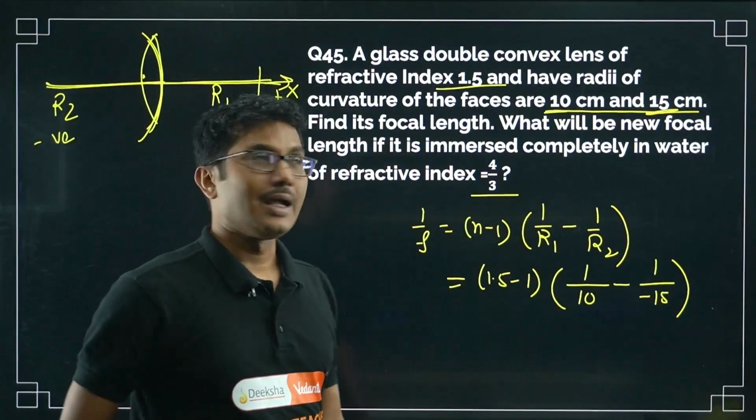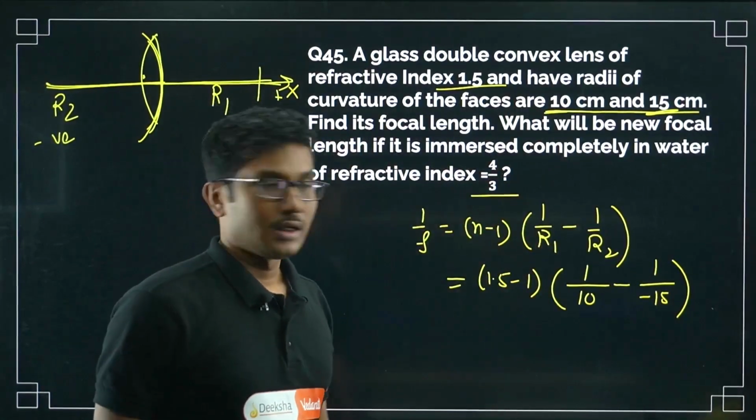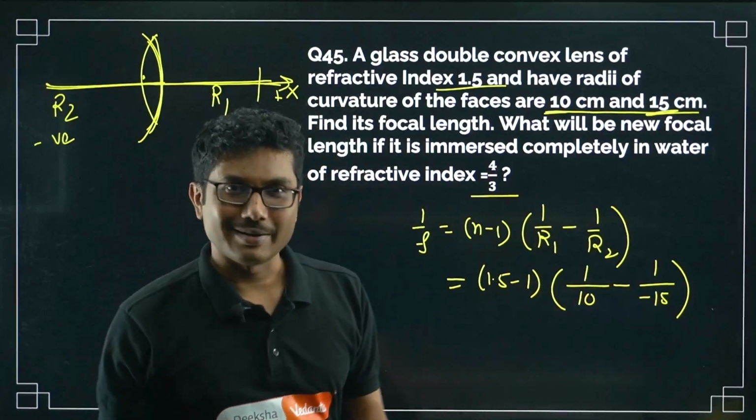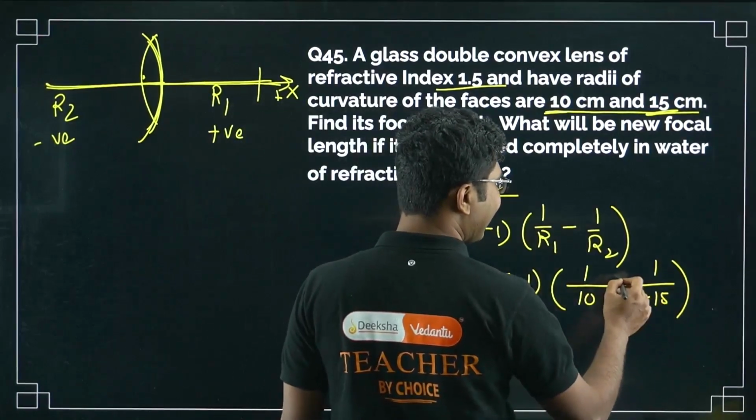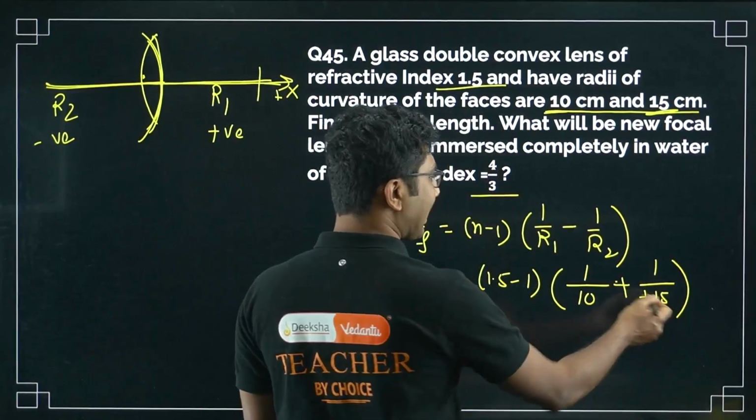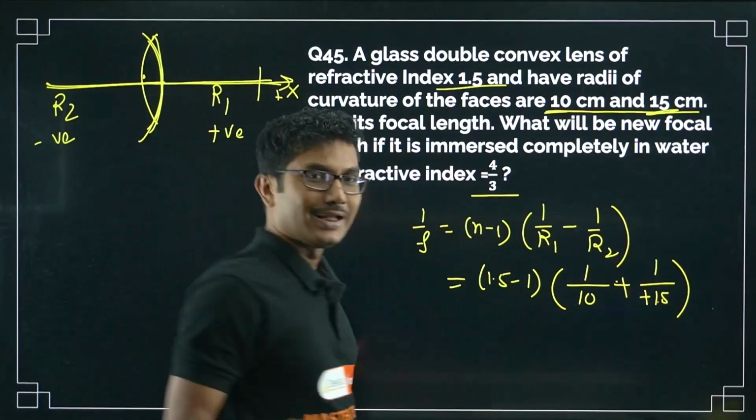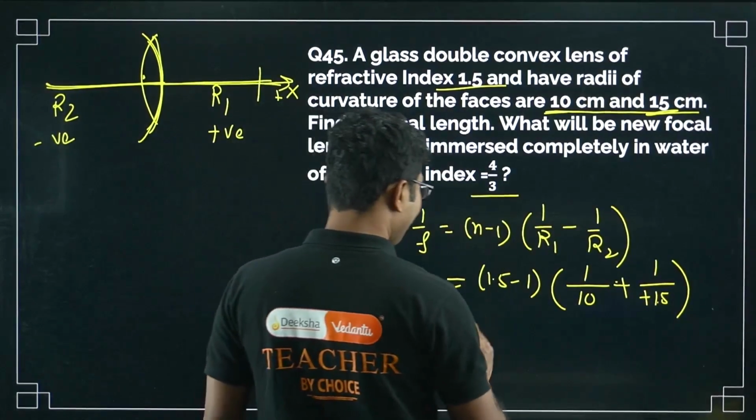Now you might ask, sir, they have not mentioned which side is what. You can reverse it, you will get the same result, because the negative and negative will cancel. So even if you have taken 15 first and 10 next, you will get the same answer. It does not matter because it's a convex lens.